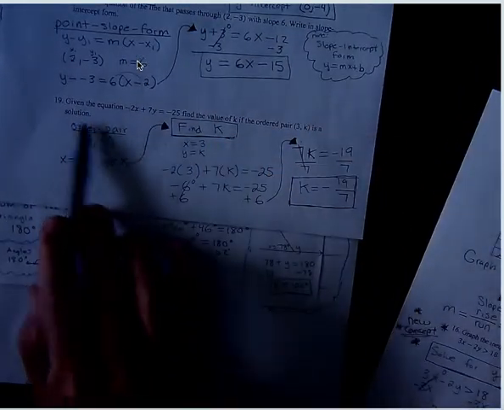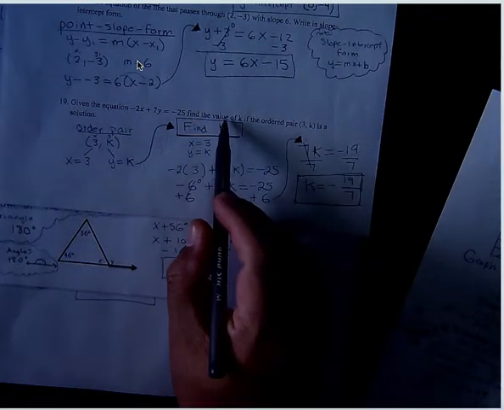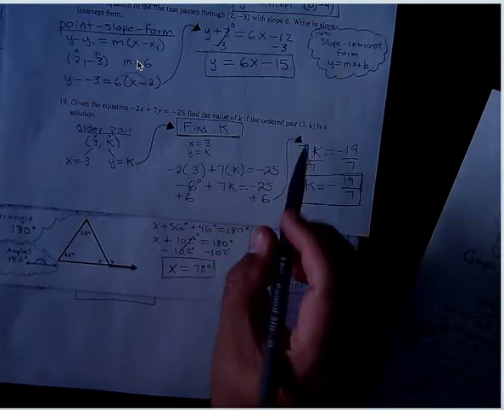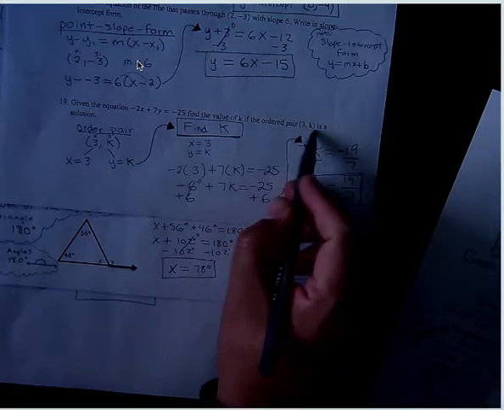Okay, for this one, they give you an equation, and then they're saying to find k. That's going to confuse you. Why are they using k when we have y and x? Well, they give you this ordered pair, 3 and k. So what does it mean?